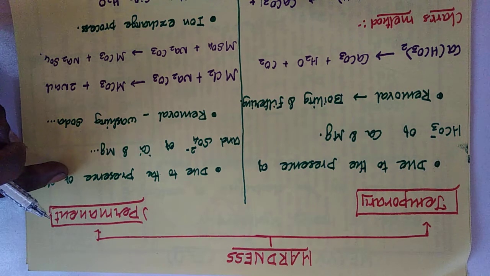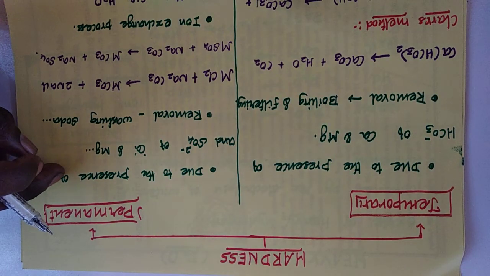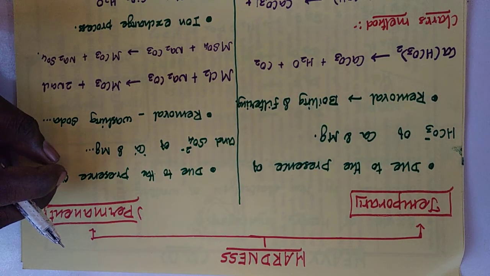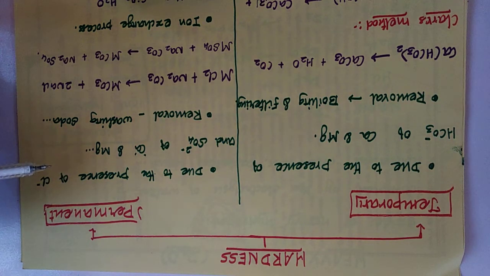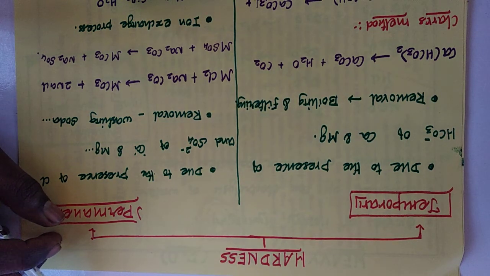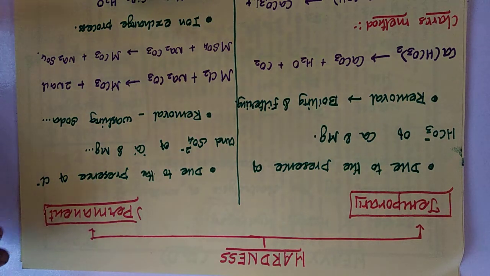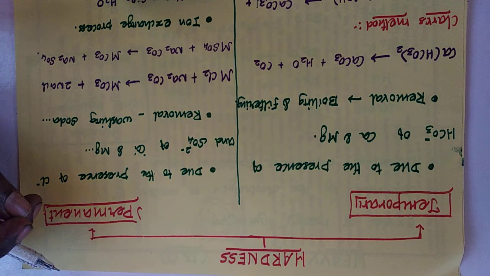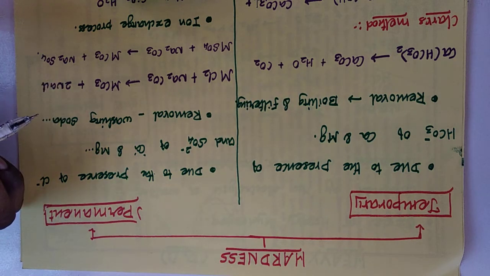Okay, the next one, permanent hardness. Okay, the permanent hardness of water is due to the presence of chloride and sulfate salts of calcium and magnesium. If the water is associated with calcium sulfate, magnesium sulfate, calcium chloride and magnesium chloride, then it will be referred to as permanent hardness. Permanent hardness nu solranga. Okay, so there are two methods suggested for the removal of permanent hardness. Those are, one is by using washing soda, whereas the other one is using the ion exchange process.